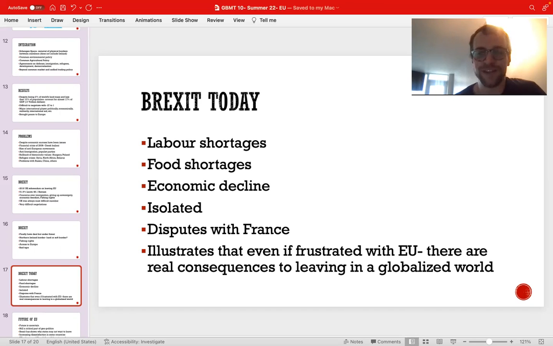A top search in the United Kingdom right before Brexit was, what is the EU? What is Brexit? Quite interestingly, this indicates that many people who voted even for Brexit did not understand all the implications of exiting the European Union.